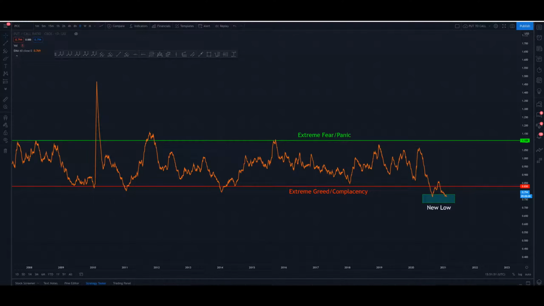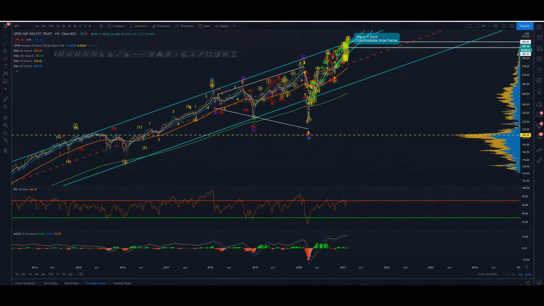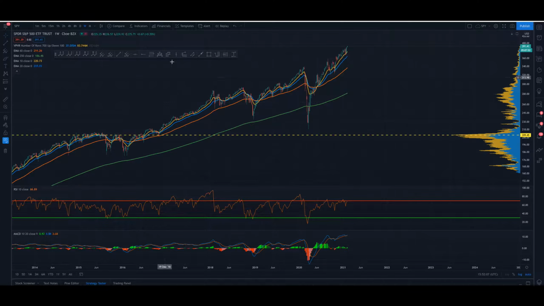Alright, so that's that little rant over with. Sorry if that's upset you in any way, but I just had to get it off my chest. So we're going to come over now, we're going to look at the SPY, we're going to do our usual basic technical analysis first, Elliott wave analysis second. So let's clear the chart and see what we can see.